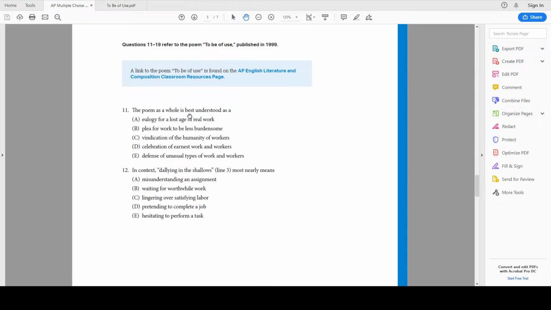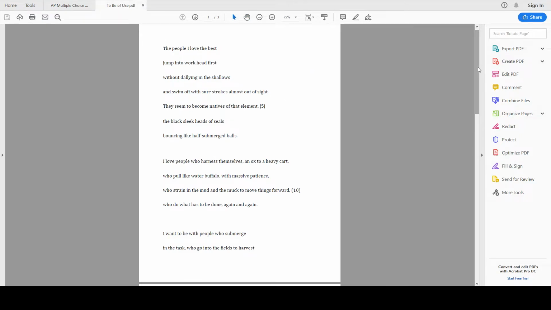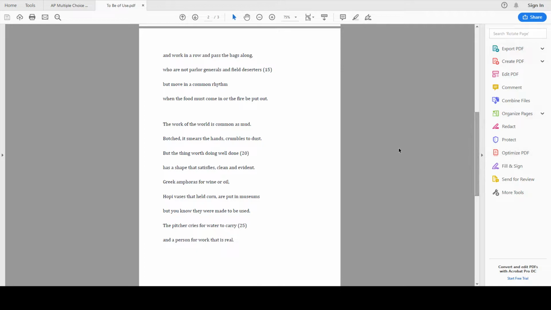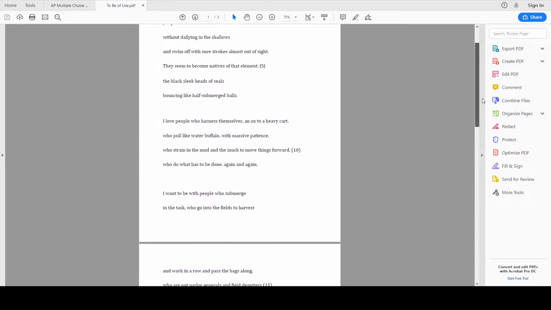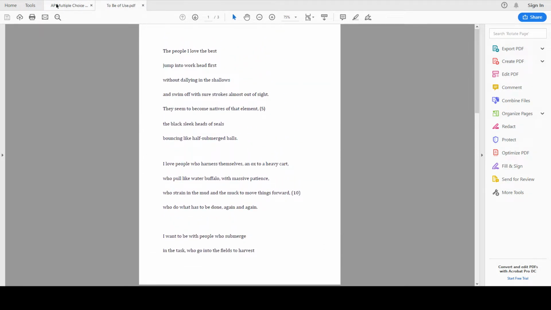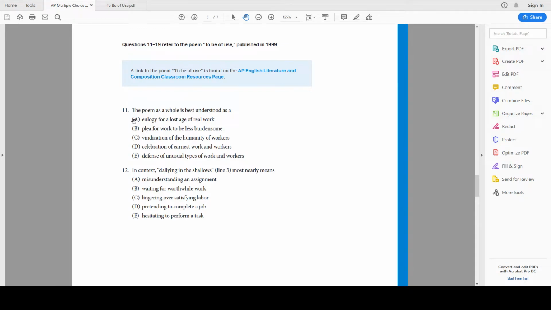All right, question one. The poem as a whole is best understood as a eulogy for a lost age of real work. Okay, so again, this is a vocabulary test. You need to know what a eulogy is. A eulogy is a speech delivered at a funeral, so obviously it's a speech which memorializes something that is lost. Does this poem talk about the fact that we can't work anymore? No, in fact, it doesn't really talk about time at all. I guess there's references to Greek amphoras and Hopi vases, but it seems like this is mostly in the present and that the speaker's opinions about work seem to apply to any time. So A doesn't seem correct.